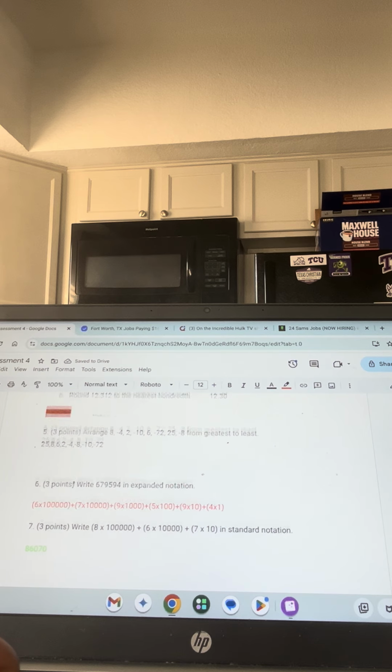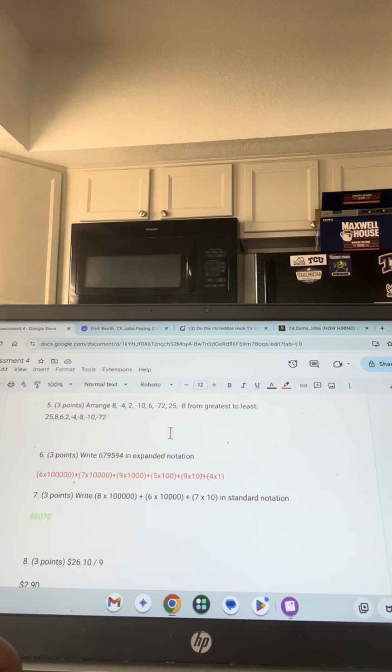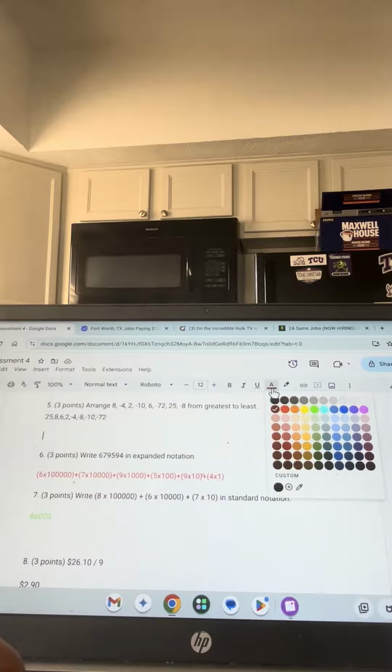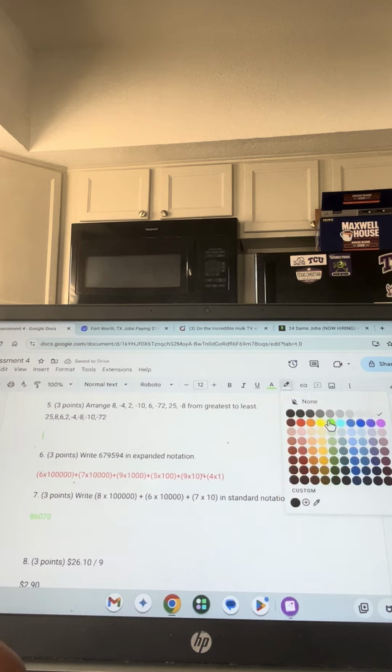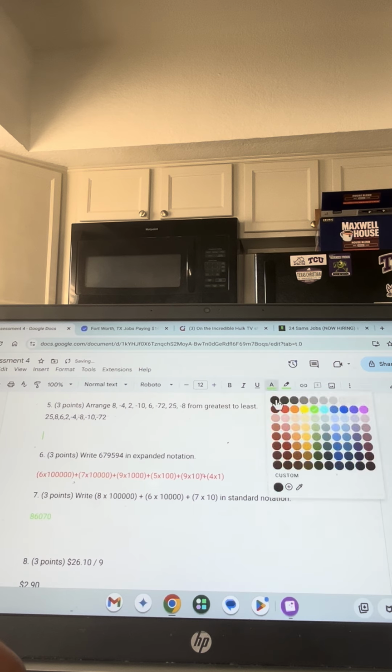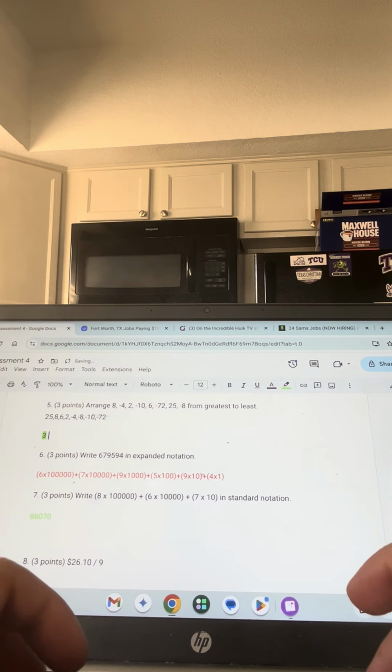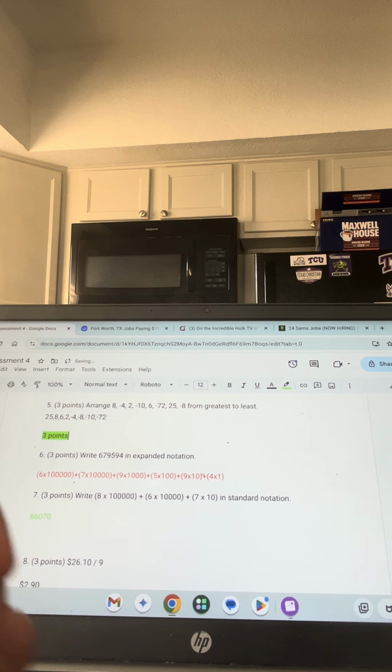Now arrange this from greatest to least. Okay, let's check it and see. 25, good. 8, 6, 2, negative 4, negative 8, negative 10, negative 7, 2. Okay, that's good. So that's right. 3 points.